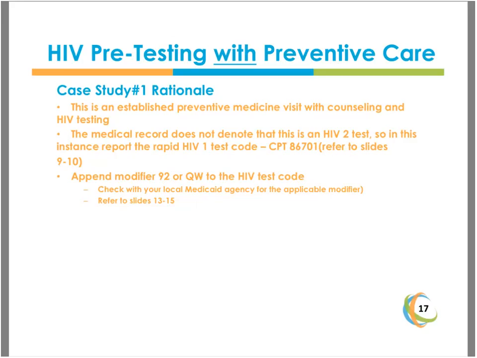The additional information is that, because this was an additional service that was performed on the same day, it is necessary to report a modifier 92 or QW, which should only be appended to the HIV test code. So you would contact your local Medicaid agency for specific guidance as to whether or not it is appropriate to report modifier 92 or modifier QW.